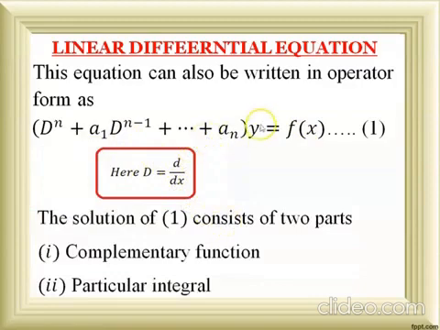The solution of this equation consists of two parts, that is, the complementary function and the particular integral. Suppose the RHS value is 0, then we only have to find the complementary function, because the particular integral depends on the RHS function only. So RHS value 0 means we need not go for the particular integral; we stop at the complementary function itself. That is the general case.